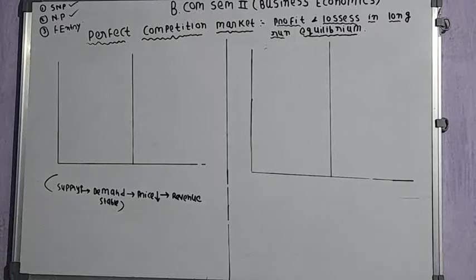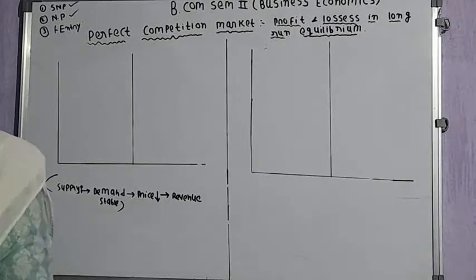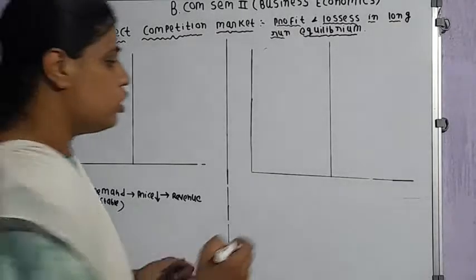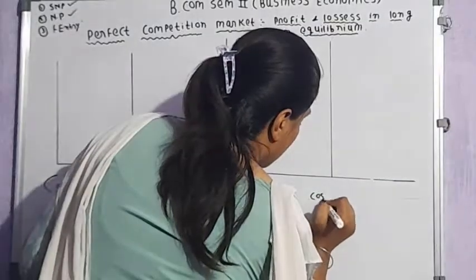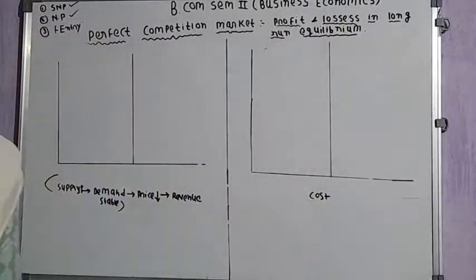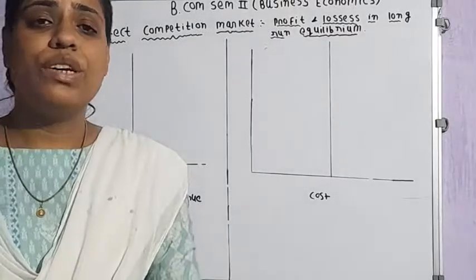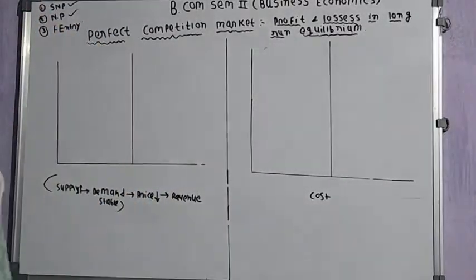Now you can take the other side as well: in the long run, how will the cost affect the profits? Now assume that after seeing the attractiveness of the market, by seeing the attractive market structure, when the other suppliers start entering into the market, what will happen?